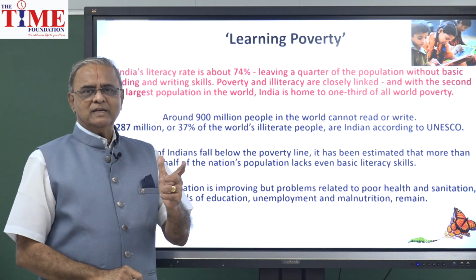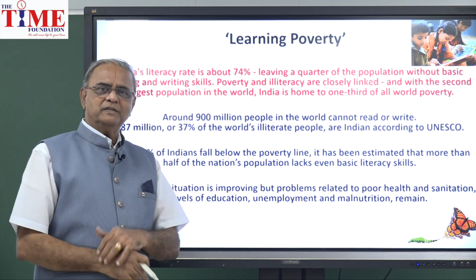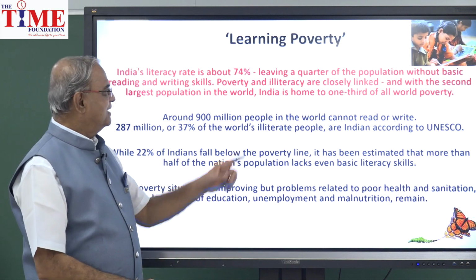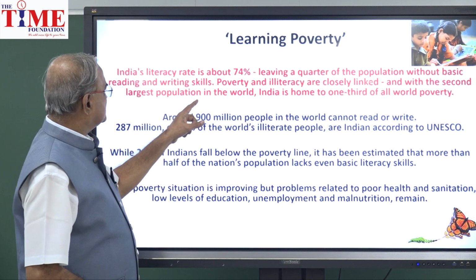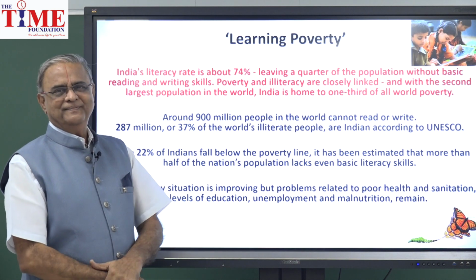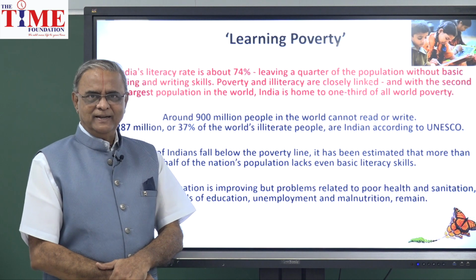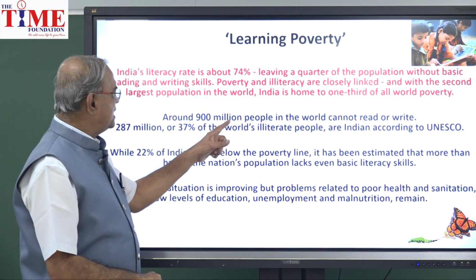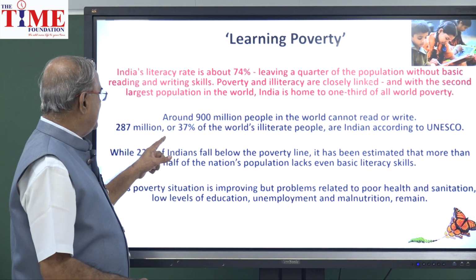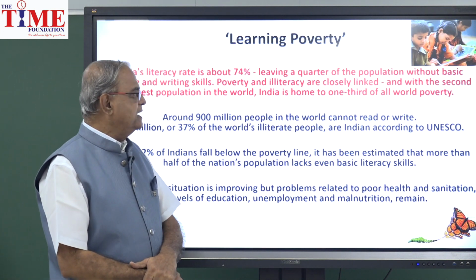Why is that? A surgeon is paid this much salary and another expert surgeon is paid X times more salary. And with the second largest population in the world, India is home to 1/3 of all the poverty. 1/3 of the world poverty. Sad, isn't it? Around 900 million people in the world cannot read and write. 287 million or 37% of the world's illiterate people are Indians according to UNESCO.